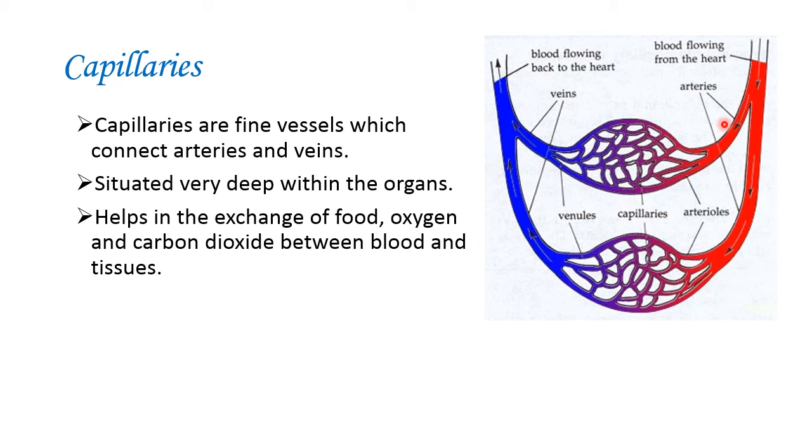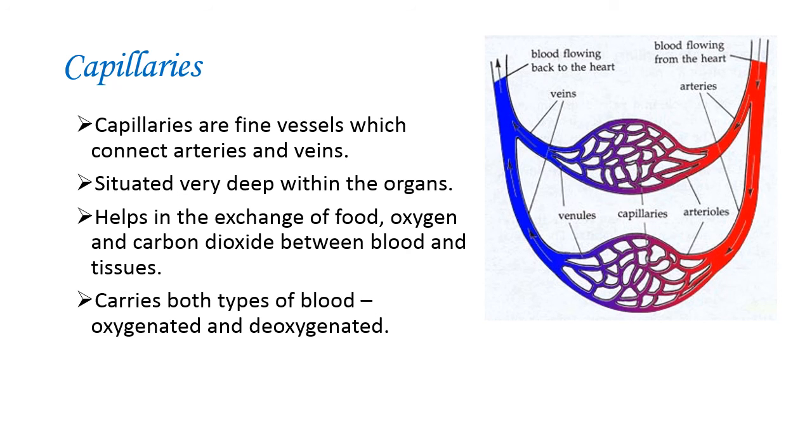See the arteries. These arteries are dividing and they are forming arterioles. These are the arterioles. These arterioles further divide and form capillaries. These are the capillaries over here. The capillaries again unite and form venules. These are the venules, and these venules again combine and form vein. Now, in the capillaries, the exchange of food, oxygen and carbon dioxide between the blood and the tissues takes place.